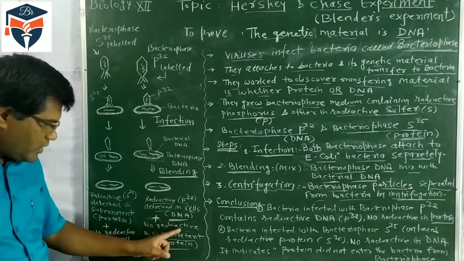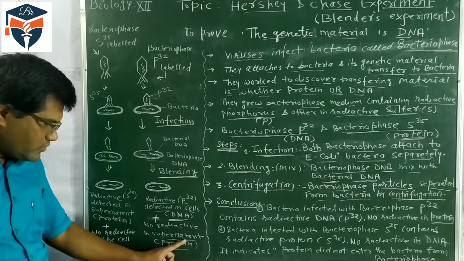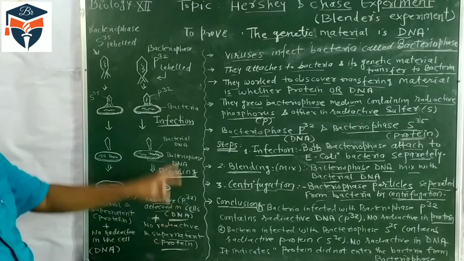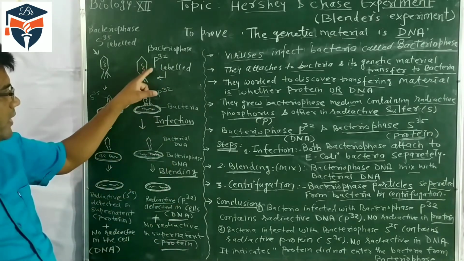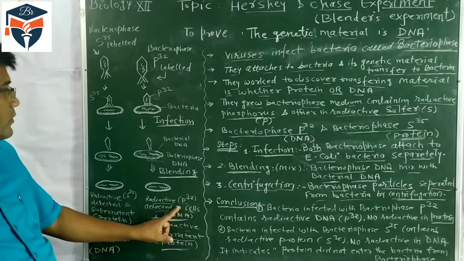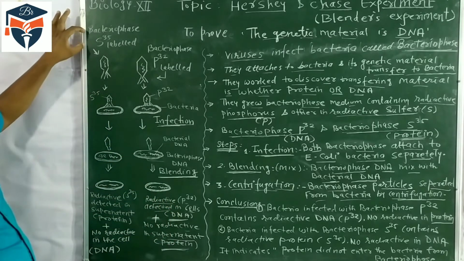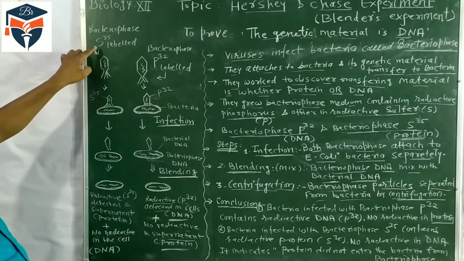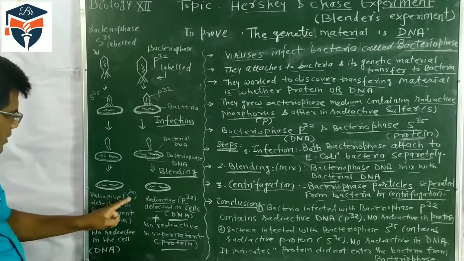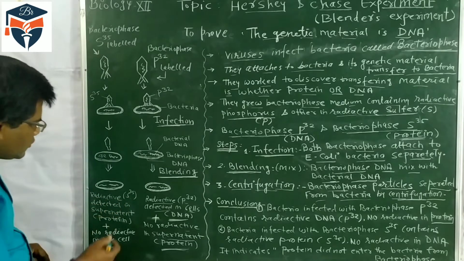But no radioactive material is found in the supernatant, and the supernatant part is the protein. So phosphorus is not part of the protein. Phosphorus only comes in the DNA pellet. But in the case of the second one, with sulfur, the radioactive sulfur is detected in the supernatant.